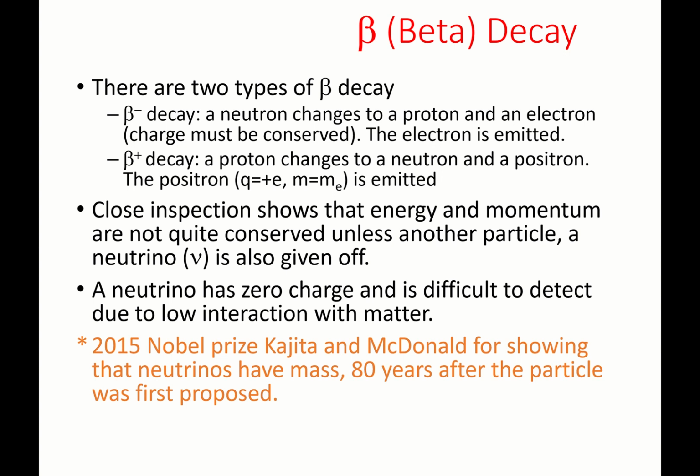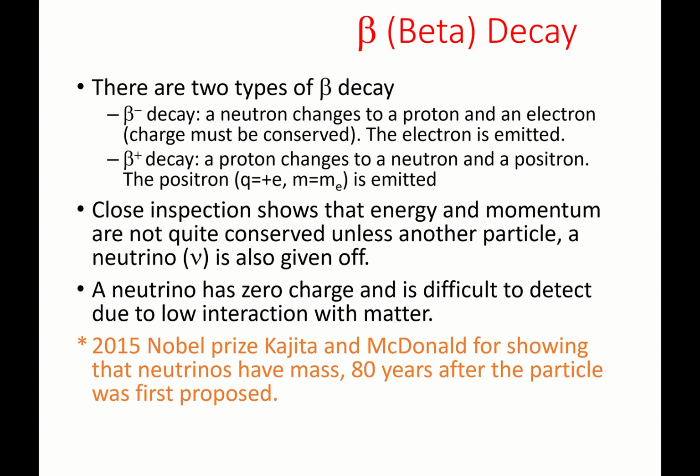In beta minus decay, what happens is the neutron turns into a proton plus an electron. Remember, a neutron has 0 charge, so if it turns into something that has a positive charge, we have to also create something with a negative charge so that charge is conserved. In beta plus decay, a proton turns into a neutron, so a positive charge goes to 0 charge, and so we have to also emit another positive charge to conserve charge.